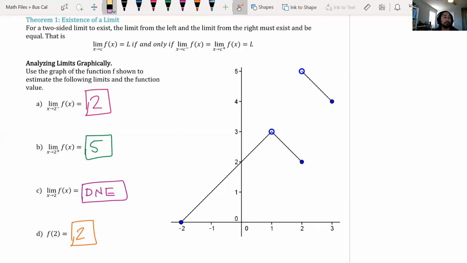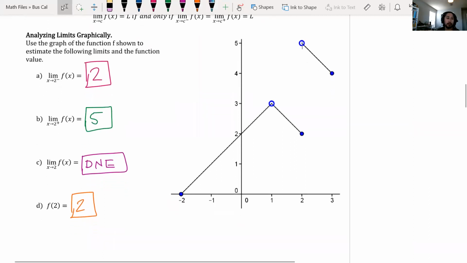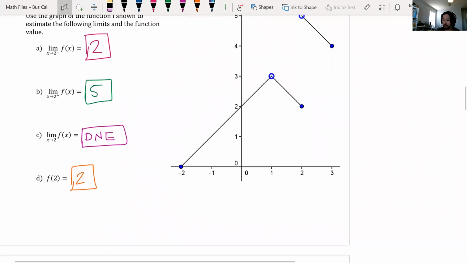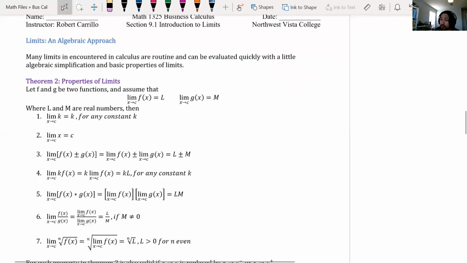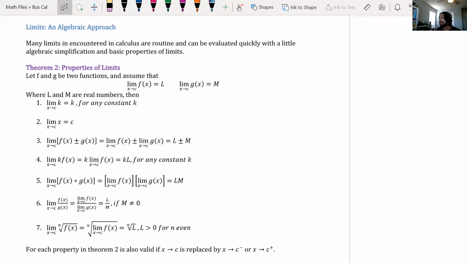Okay, awesome. So most of your homework problems will probably look like this. You'll be reading a graph and trying to find the limit. Well, probably a couple of them, but any questions on this problem before moving on? All right. Okay. The next page is just about all the algebraic properties you can apply to limits.